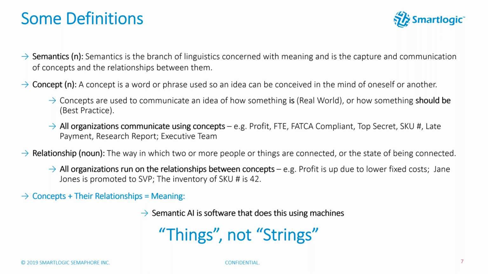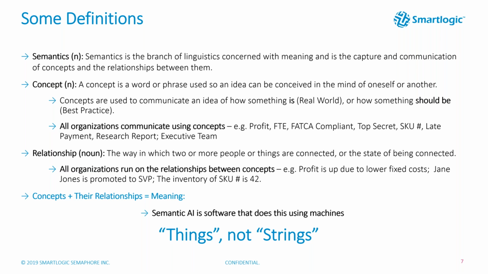And the way we connect them is with a relationship between two, which is also a noun, because all organizations run on relationships between concepts. So, for example, the concept of profit is up due to lower fixed costs. We're joining two concepts together in a relationship, and that communicates something about that organization. We could say that Jane Jones is promoted to SVP, or the inventory of SKU number such and such is 42. So the point I want to get across is that concepts plus their relationships is the meaning.